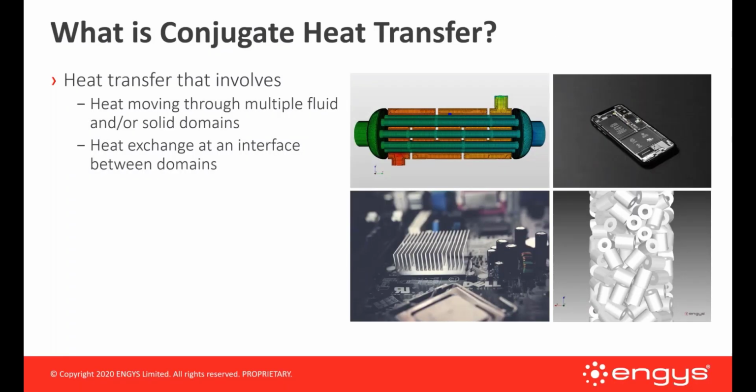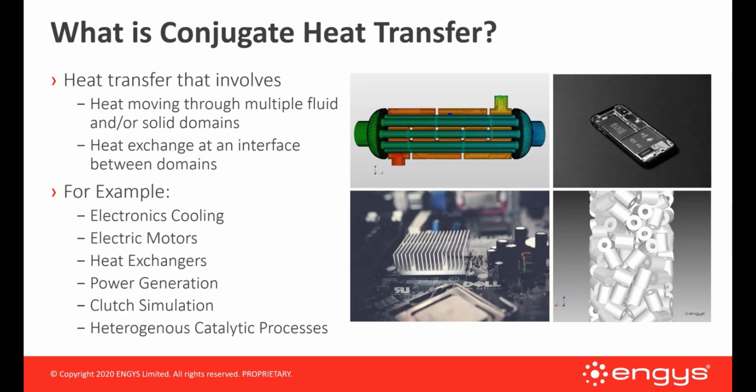So let's start off. What is conjugate heat transfer? Conjugate heat transfer is heat transfer that involves heat moving through multiple fluid and solid domains, and there's also heat exchange at an interface between these domains. For example, electronics cooling is a great example because we've got circuit boards and different components that are heating up, as well as electric motors and heat exchangers. In the power generation industry, we're taking thermal energy, especially from combustion, and extracting that thermal energy to generate electricity. Clutch simulations are another, since there's lots of heat generation during the use of an automotive clutch.